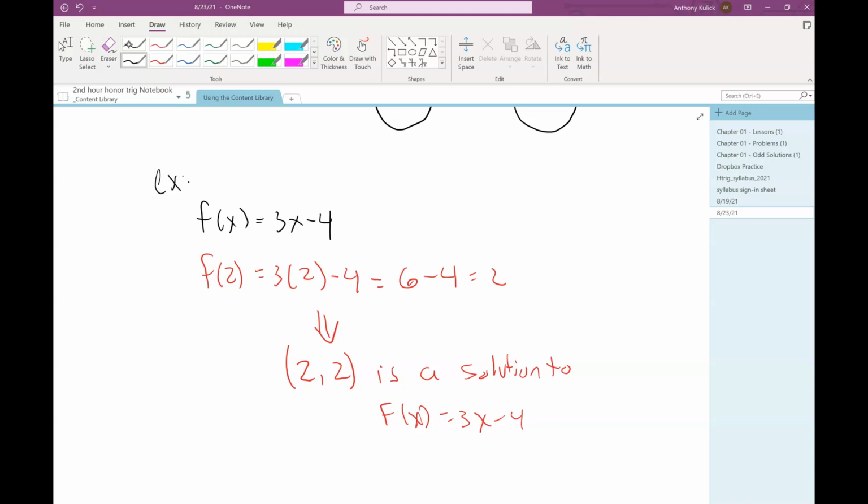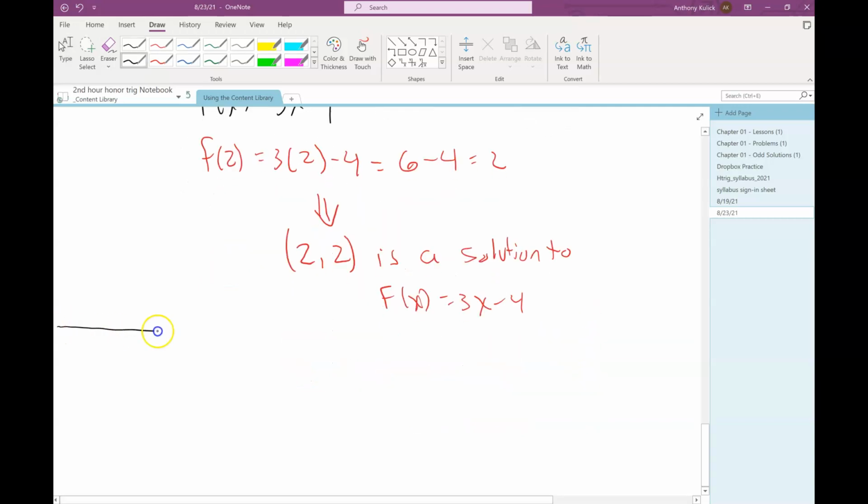That closes section 1. I know, it's a tough day. Section 2 is about domains and ranges.